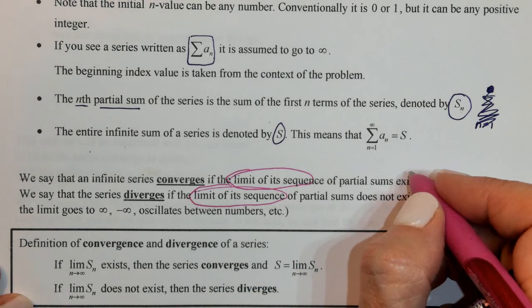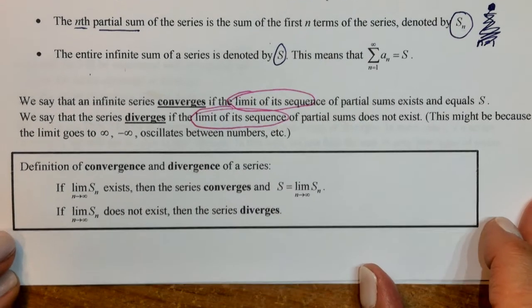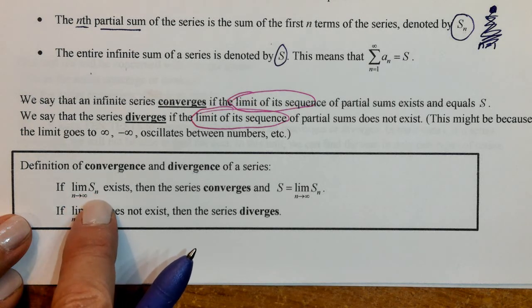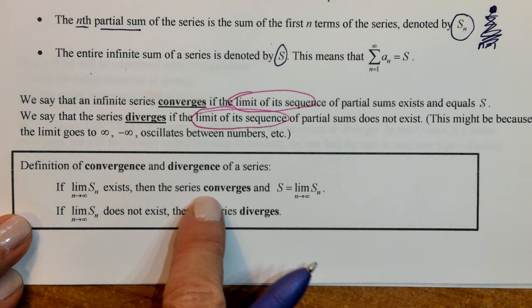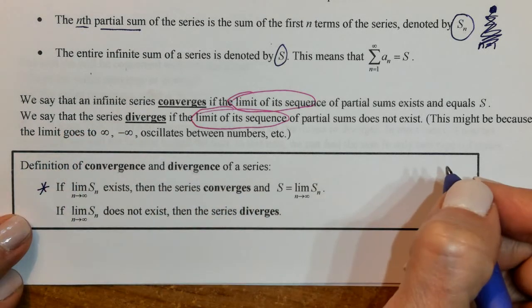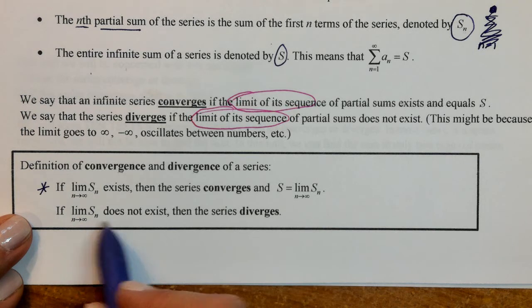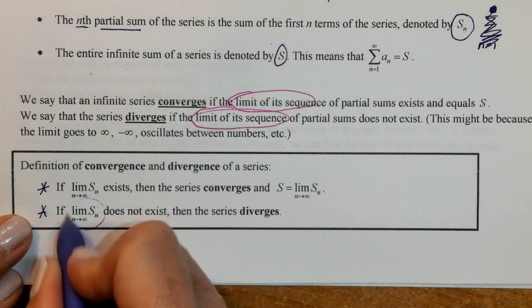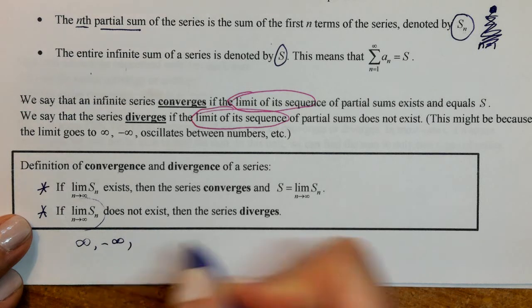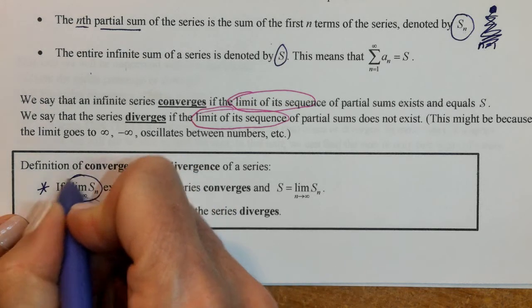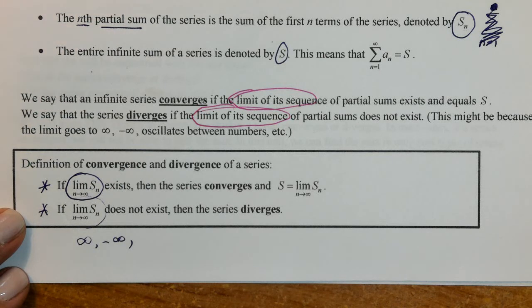So in other words, we'll look at some examples. Written in math, if the limit as n goes to infinity of s sub n exists, then the series converges and the sum is that limit. This is important. If the limit as n goes to infinity of s sub n does not exist, then the series diverges. Again, that might be because this limit is infinity, negative infinity, or it oscillates between numbers, or it just doesn't come to a single number. Remember that a limit existing is important, right? It means that it exists and it is equal to a number.